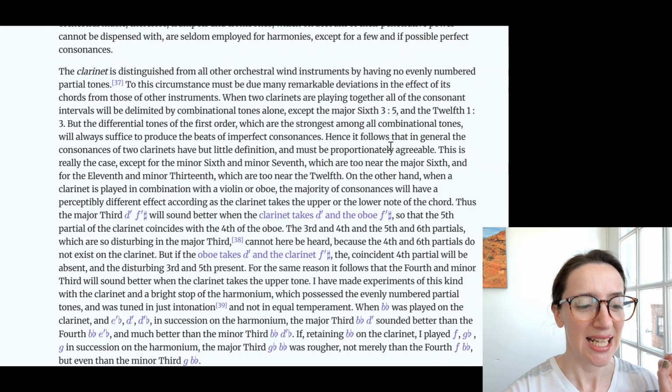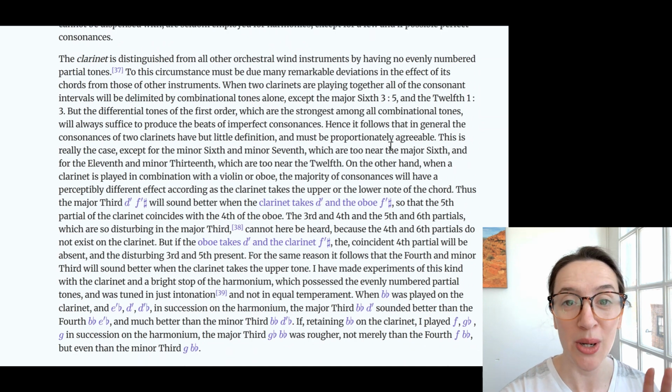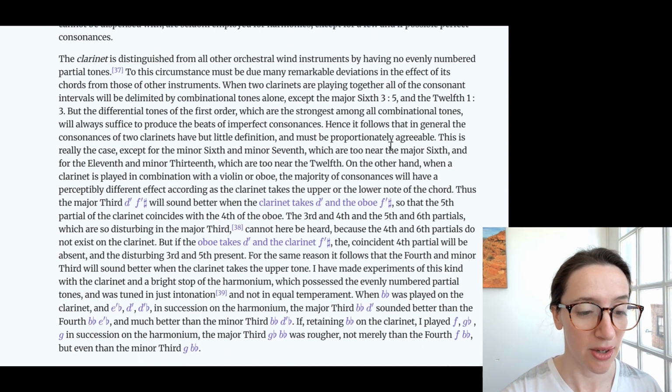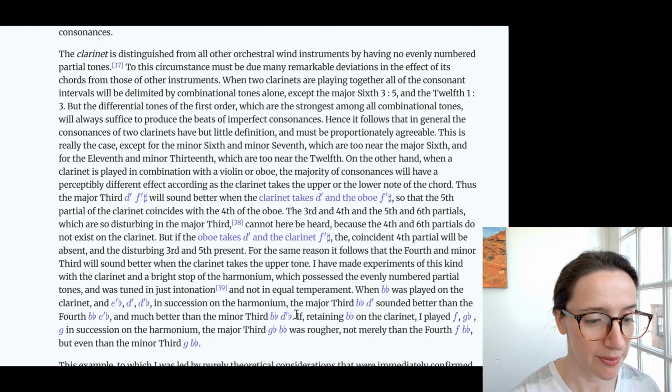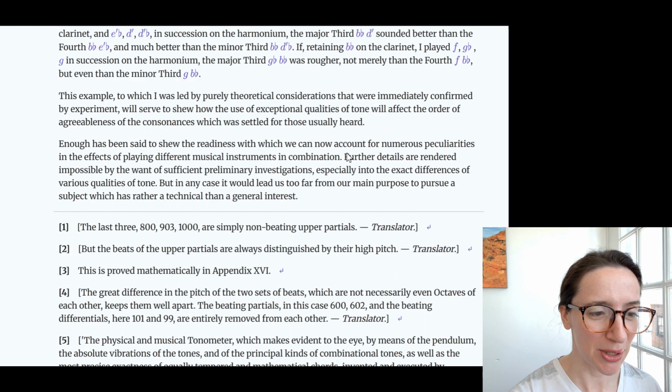And finally, clarinets, which have no even partials. And so he says they can create pleasant harmony when played alongside a violin or an oboe to make up those unheard even partials. And that's the end of the chapter.